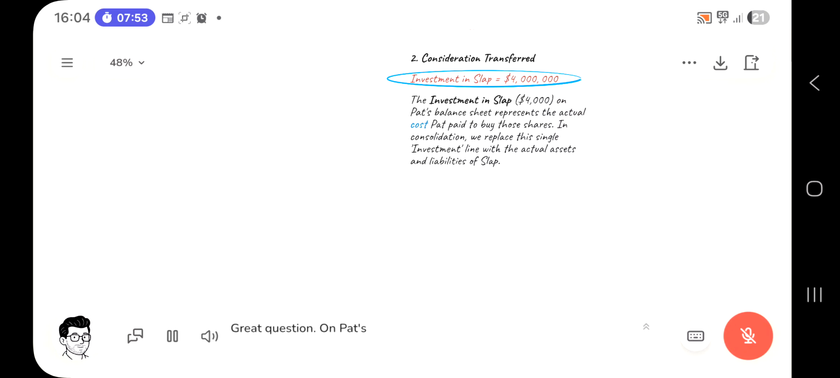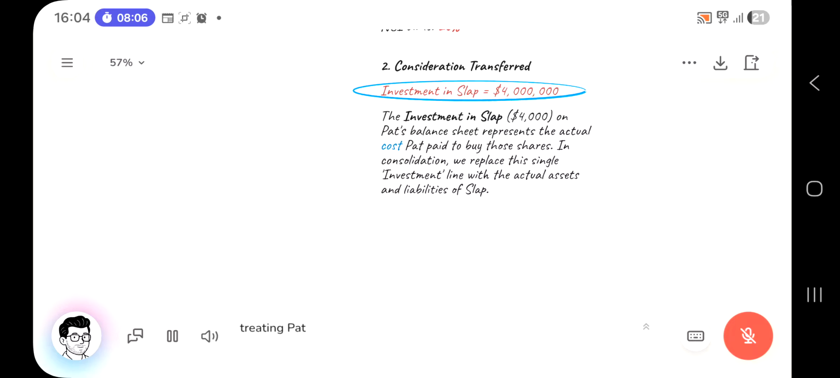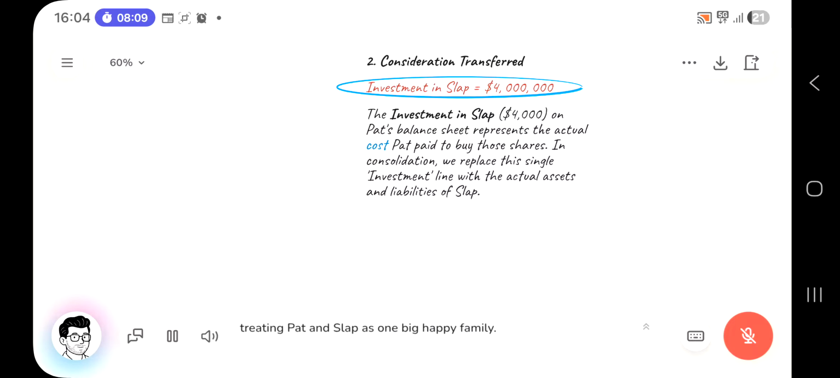Great question. On Pat's own books, that 4,000 represents the cash or value they gave up to get Slap shares. But when we consolidate, we aren't just looking at Pat as a shareholder. We're treating Pat and Slap as one big happy family. So we take that 4,000 cost out and replace it with everything Slap actually owns. The consideration is just our starting point for checking if Pat overpaid or got a deal. Ready to find out what the 20% owner's share is worth?